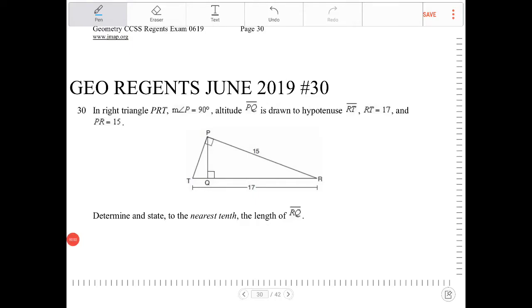In right triangle PRT, angle P is 90 degrees. Altitude PQ is drawn to hypotenuse RT. RT is equal to 17 and PR is 15. Determine and state to the nearest tenth the length of RQ.